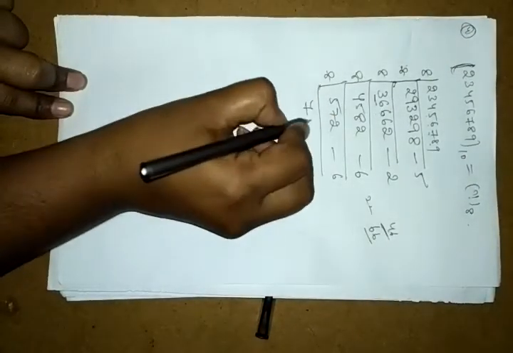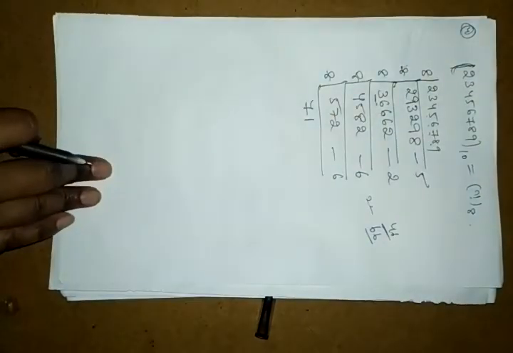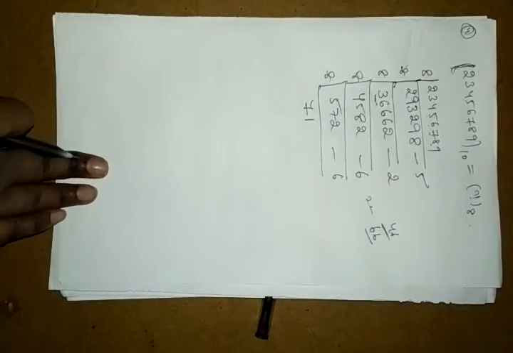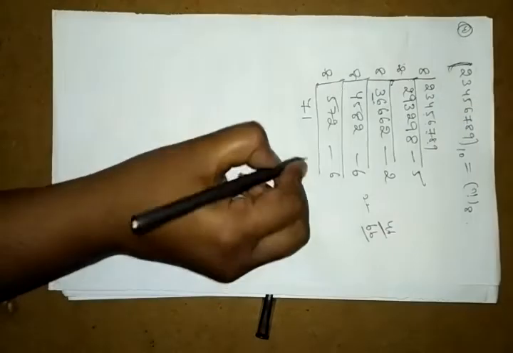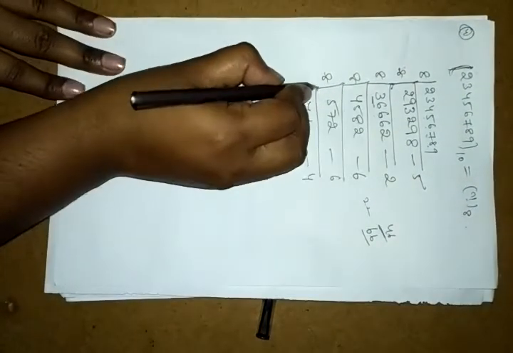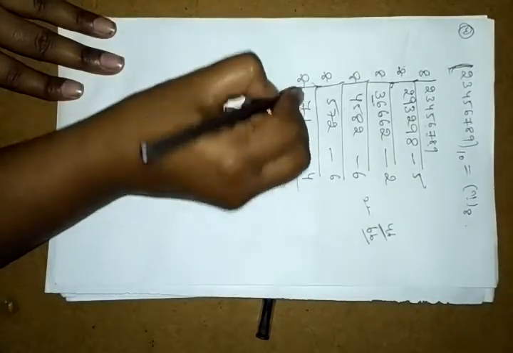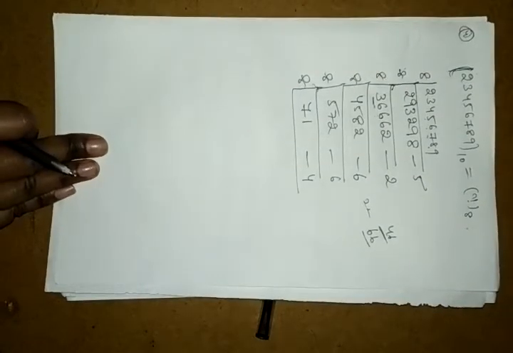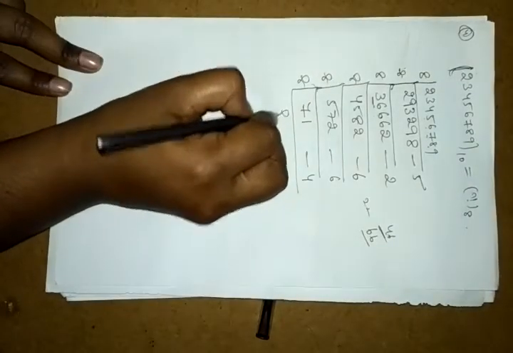Left the 1. Okay, 8 1s are. Okay, 12 we have, right? So 8 1s are 8. We left the 4. We left the 4. 8, okay, 8 9s are. No, 8 into 8, 64 we will get.